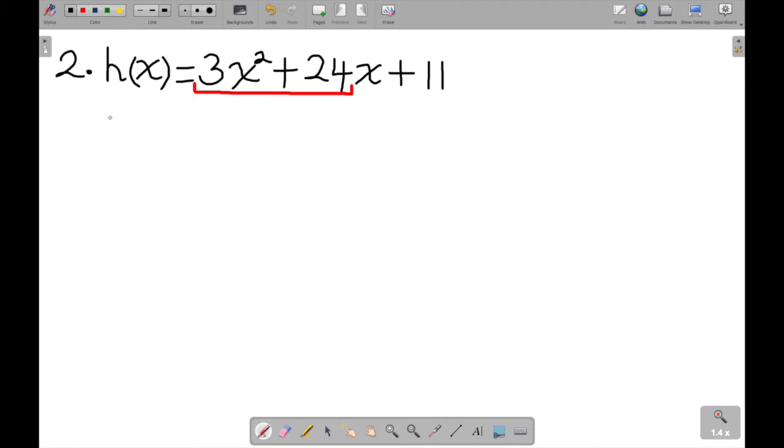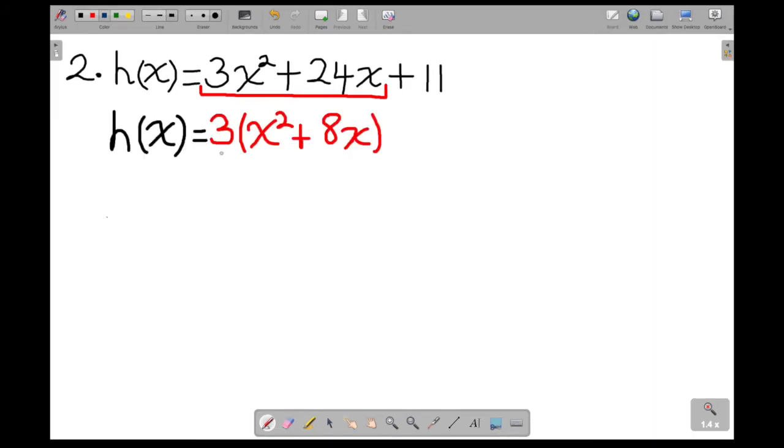So basically the question is asking to find the vertex by completing the square. The first step to completing the square is to factor out the a, or the number that's in front of the x squared. In this case, it's the 3. All you have to do here is common factor out the 3, and so you'll have x squared plus 8x.